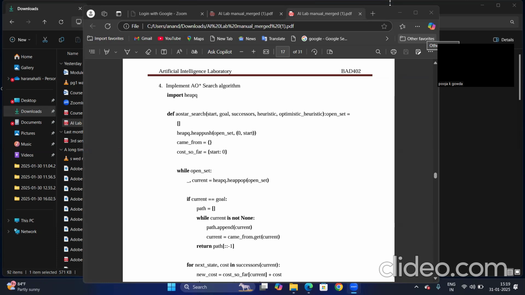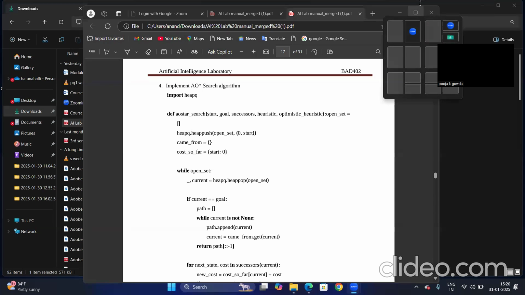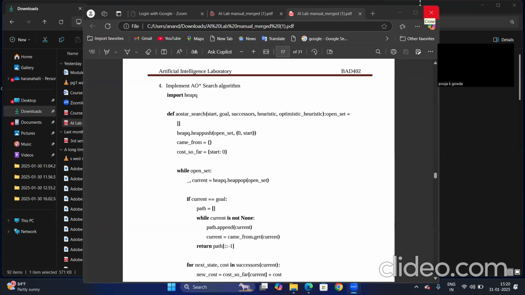Unlike standard A star, which deals with simple pathfinding, the AO star algorithm is used in handling more complex problems with multiple possible paths and dependencies. AO star is particularly used in scenarios where decisions lead to multiple possible subproblems and the goal is to find a solution that satisfies all the requirements. It is commonly applied in games, AI, automated planning and other domains where a solution involves multiple interdependent steps.